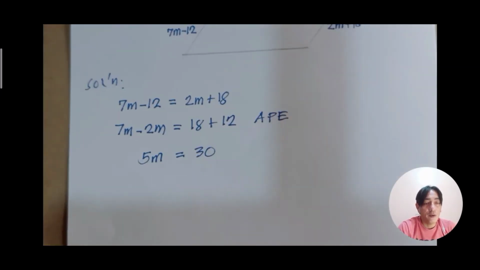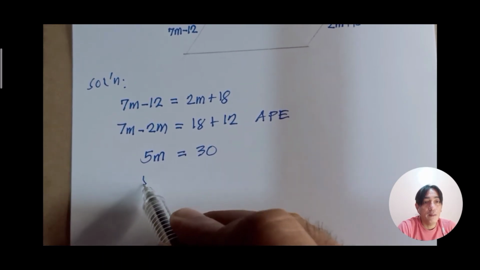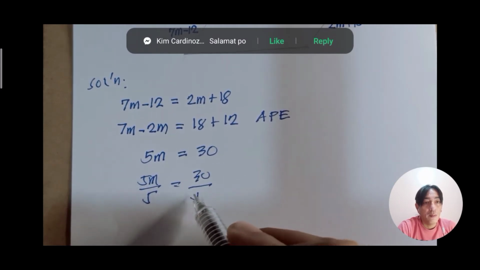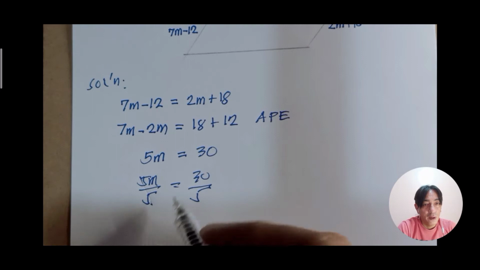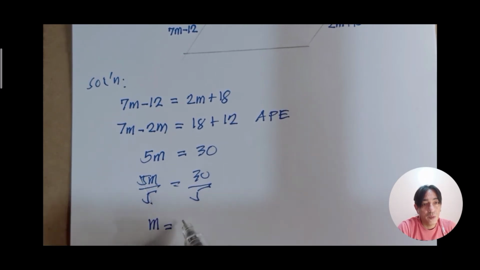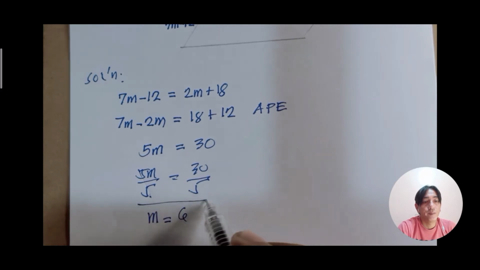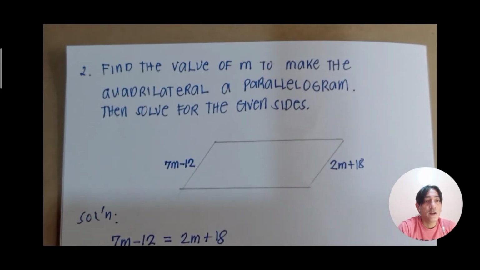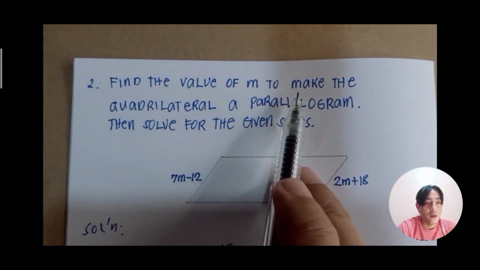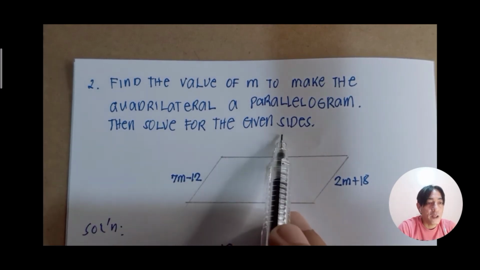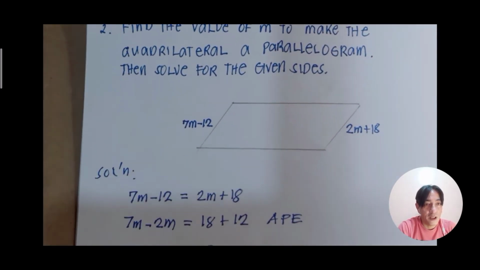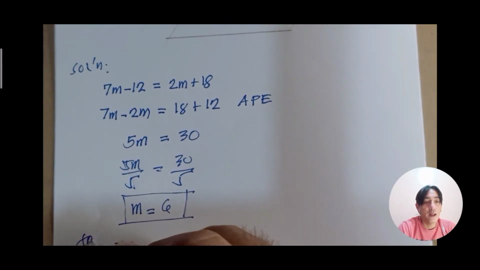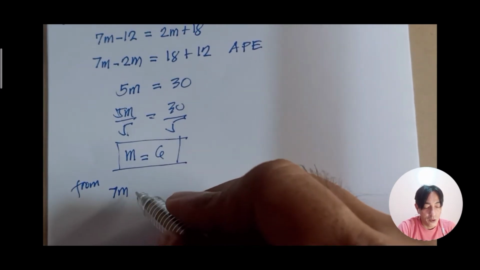Okay, so parang yung sa example number 1 kanina, 5M divided by 5 is equal to 30 divided by 5. Okay, so M now will be equal to 6. So since we know the value of M now, that is 6, kahit ano dyan sa expression na yan, you can use 7m minus 12, pwede rin 2m plus 18 para makuha mo yung missing sides. So, 7m minus 12 na lang.